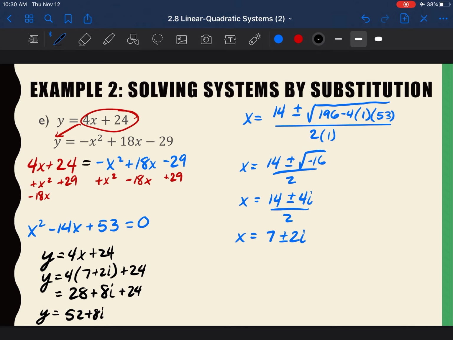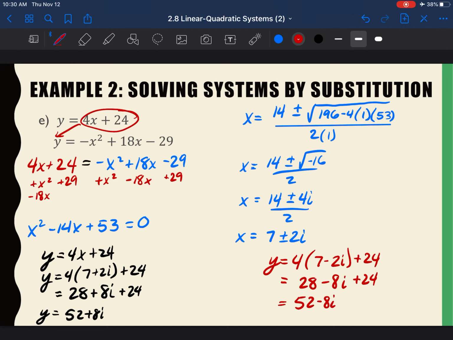So there's one solution. The other solution would be if you plugged in a 7 minus 2i. So then that would be y equals 4 times 7 minus 2i plus 24. Distribute, you get 28 minus 8i plus 24. And then combine those, you get 52 minus 8i. So then there's the other solution.